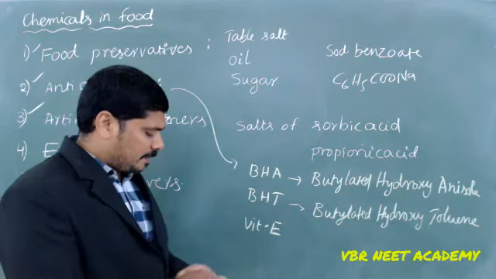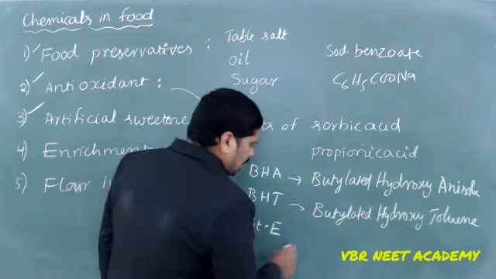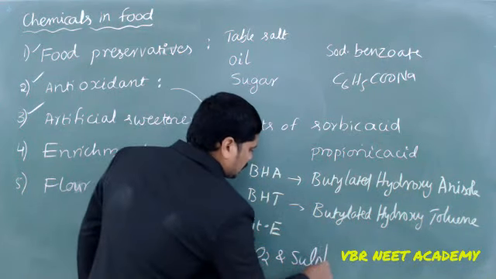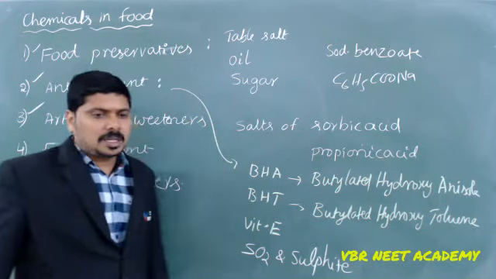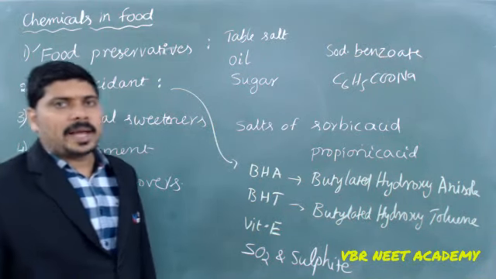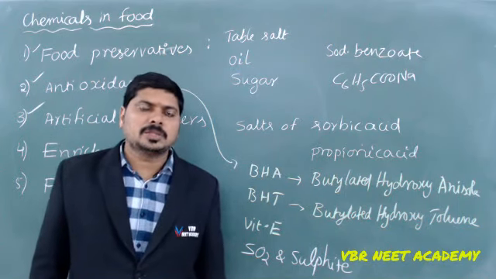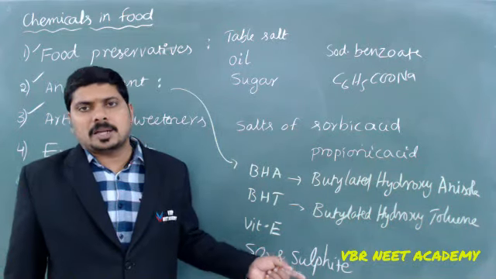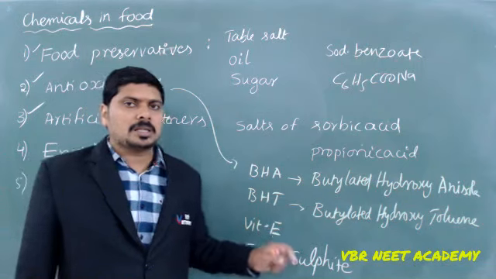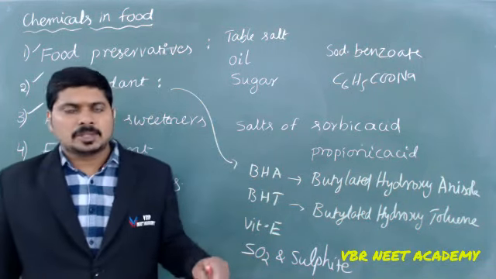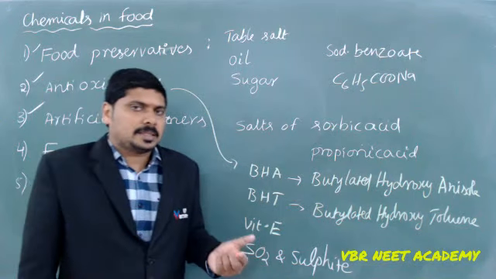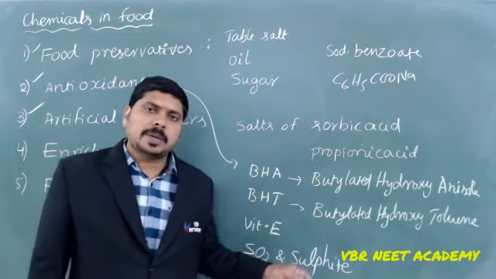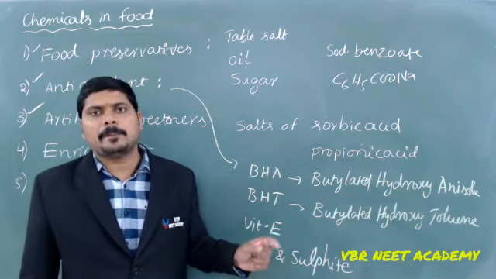And the best one we have is sulfur dioxide and sulfites. Sulfur dioxide and sulfites are added to your wine or beer. They are better antioxidants which prevent the oxidation of your wine or beer. When they get oxidized, they turn sour in taste, and that is not supposed to happen. So they add SO2 and sulfite, which act as antioxidants for your wine and beer.